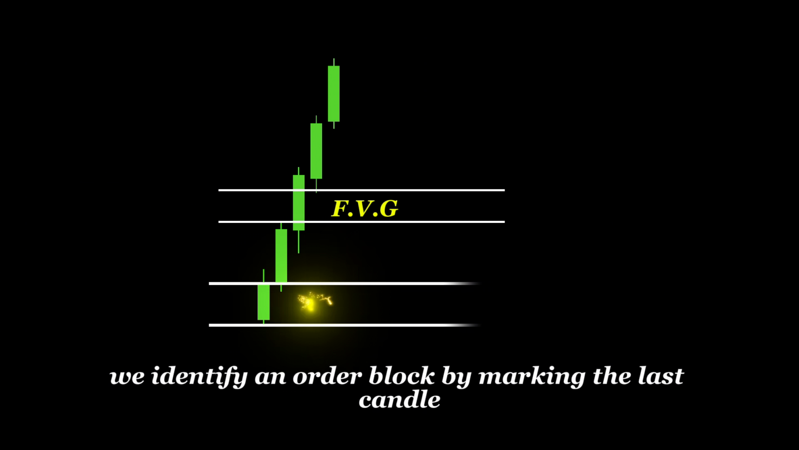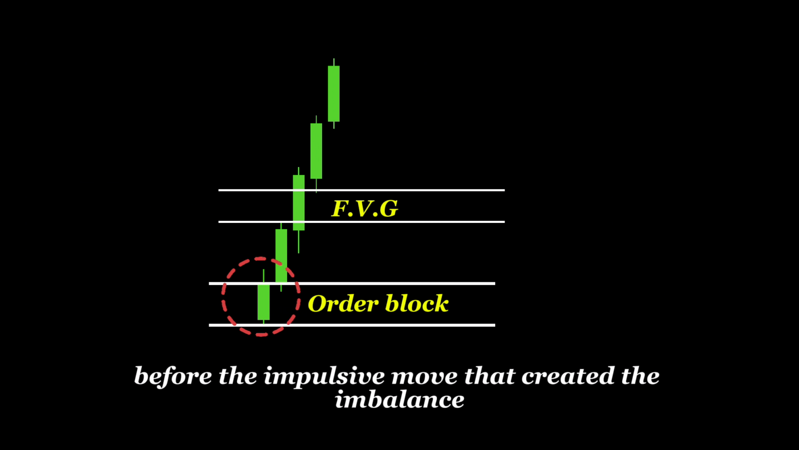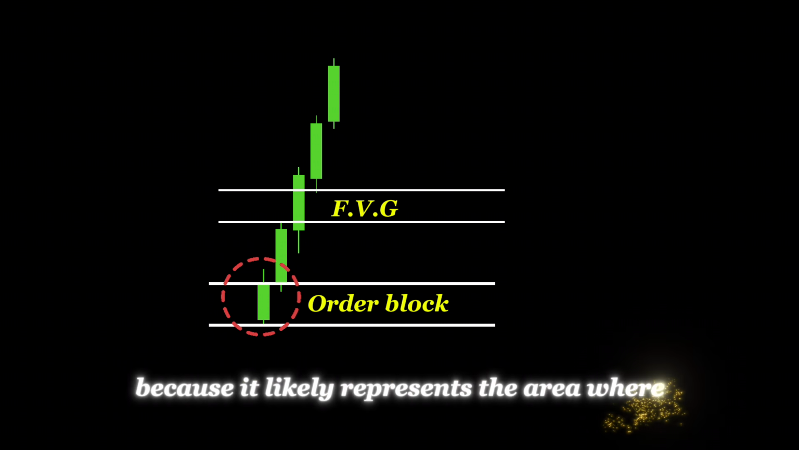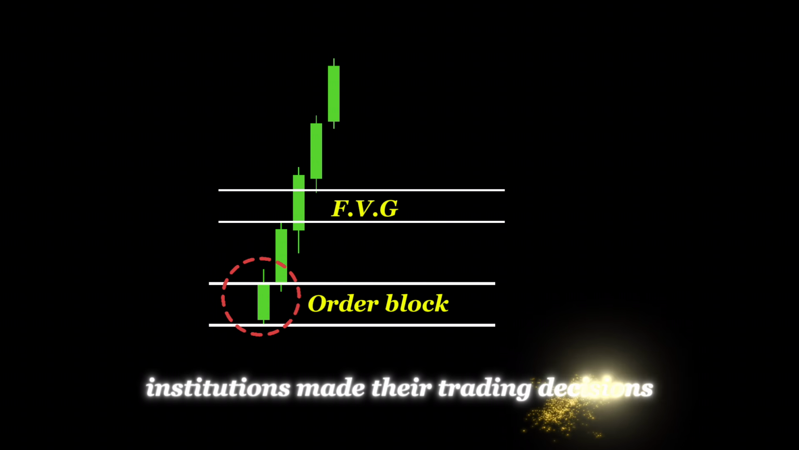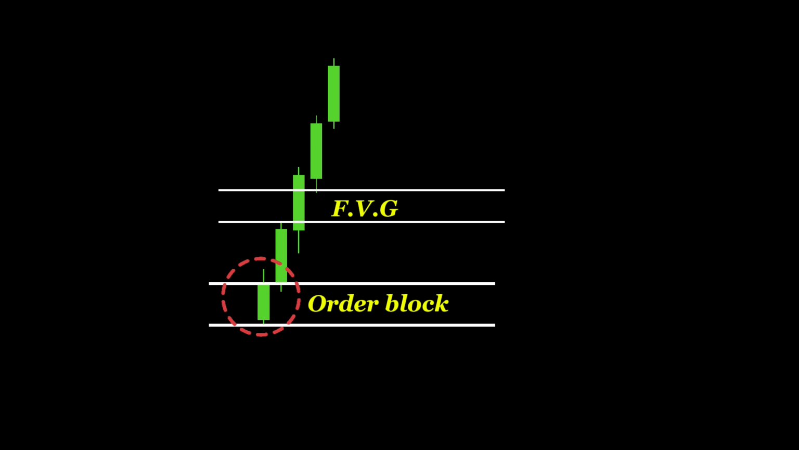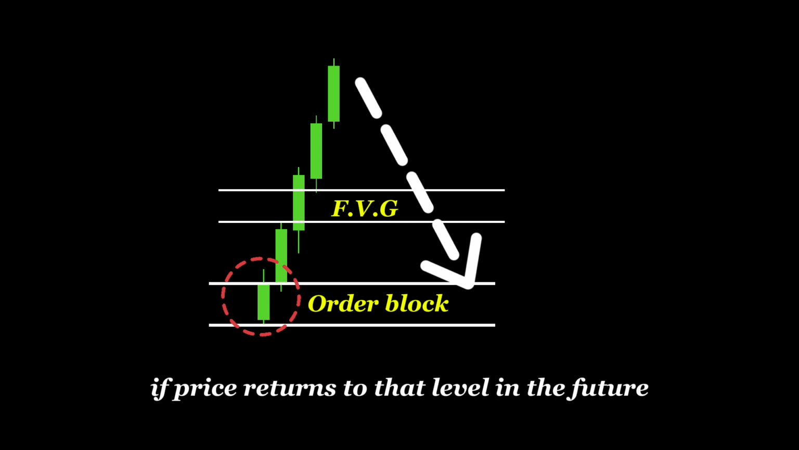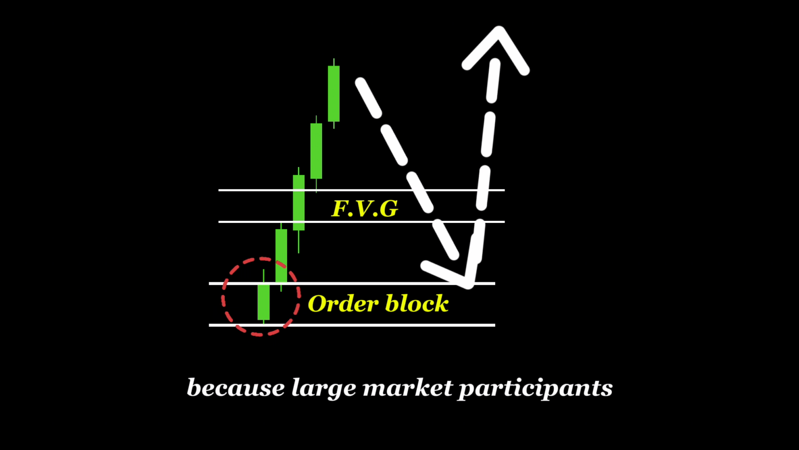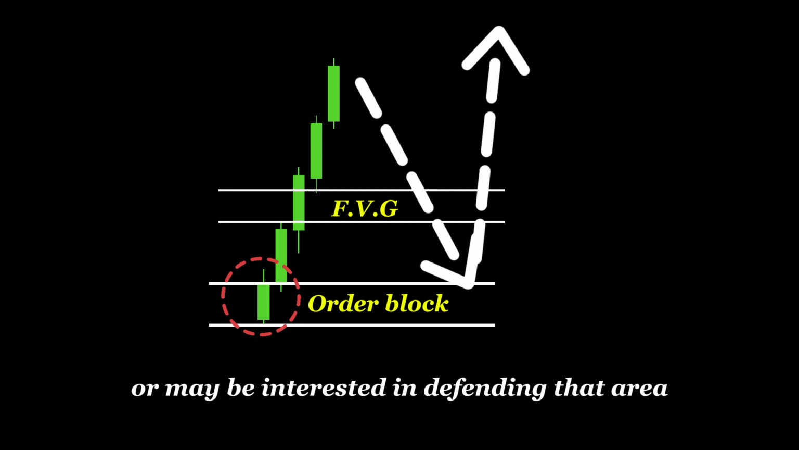In practice, we identify an order block by marking the last candle before the impulsive move that created the imbalance. This candle becomes our order block zone because it likely represents the area where institutions made their trading decisions. If price returns to that level in the future, it often reacts sharply because large market participants may still have unfilled orders there or may be interested in defending that area.